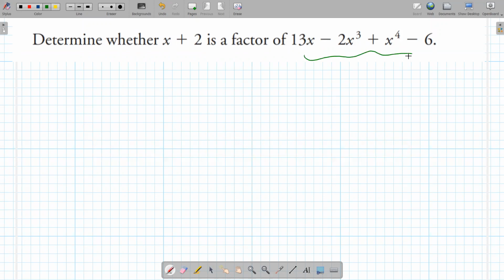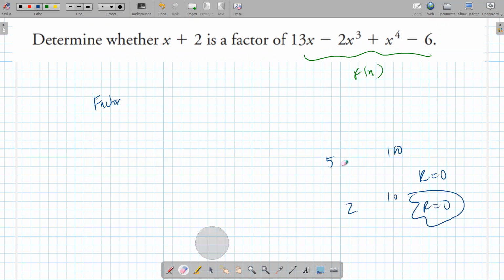Let's call this f of x. Here's the technical term for this: it's called the factor theorem. We could do long division and see whether the remainder is 0. Something is a factor, right? 5 is a factor of 100 because the remainder is 0. 2 is a factor of 10 because the remainder is 0. As long as the remainder is 0, it's a factor of something. Same thing applies to polynomials.